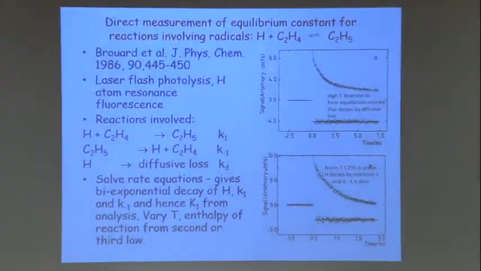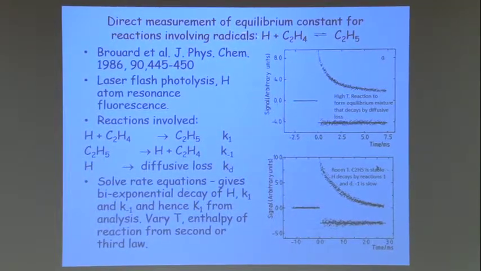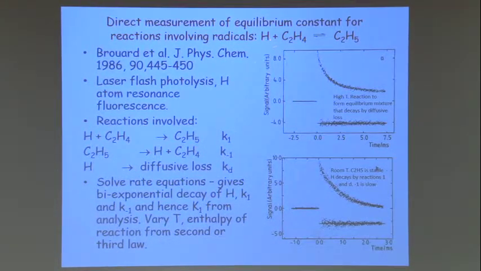Alternatively, what you can do is look at the equilibration directly. So this is a pulse photolysis experiment looking at H plus C2H4 going to C2H5. And if you're high enough in temperature, then the C2H5 can dissociate back to the reactants. There's also a loss process in which the H diffuses out of the region you're looking at. And so from this, you get a bi-exponential decay. You can analyze it using the methods we discussed on Monday.